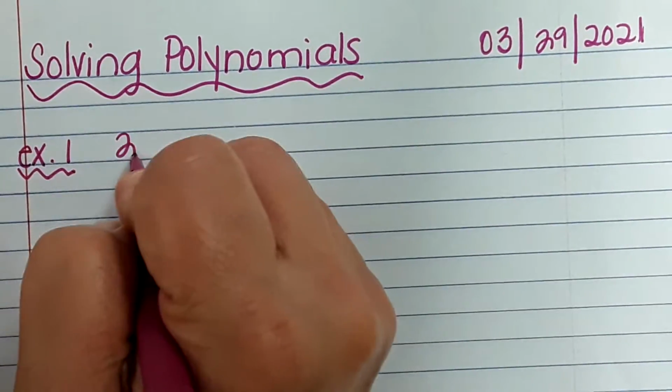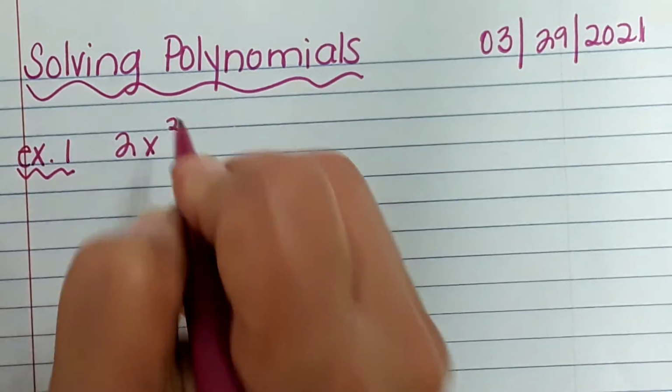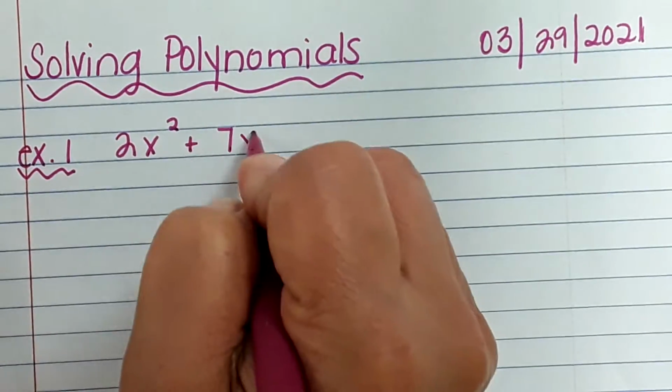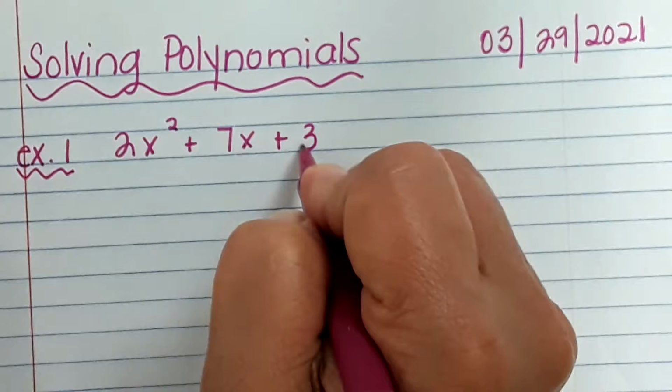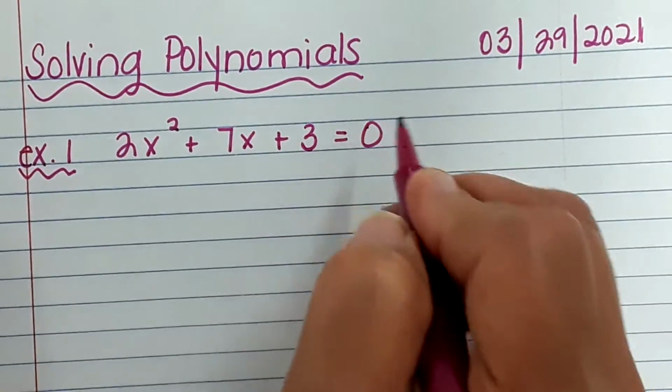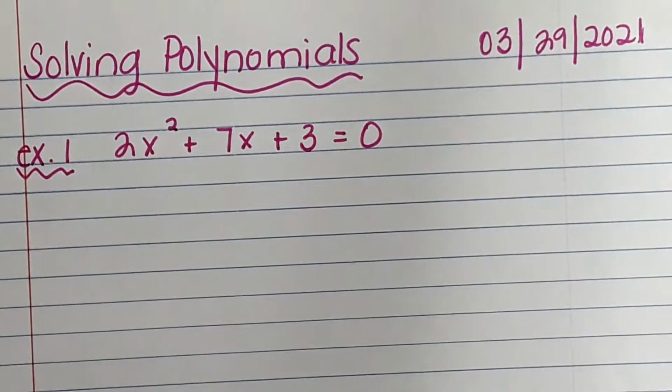So we have 2x squared plus 7x plus 3 equals 0. Now, this looks like one of our factoring problems we did last week. So what we're going to do is factor it just like we would last week.